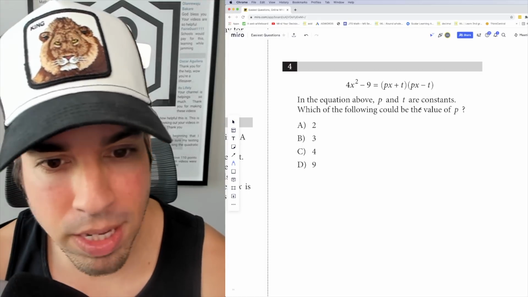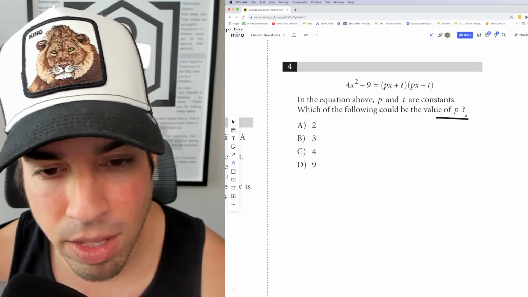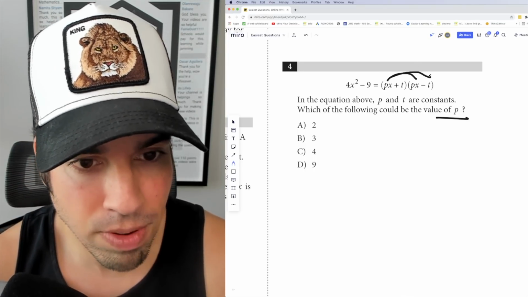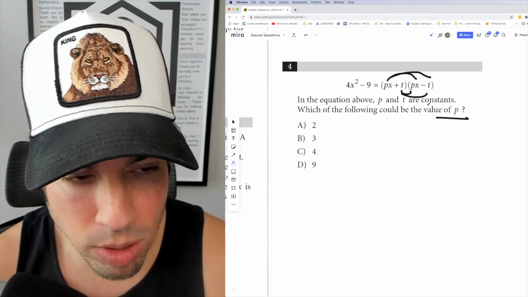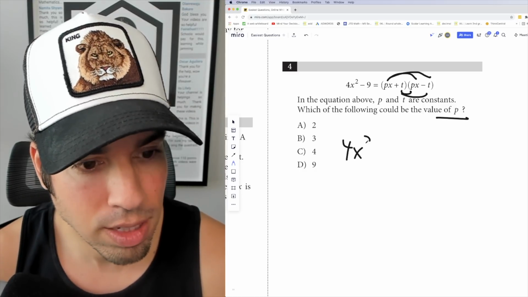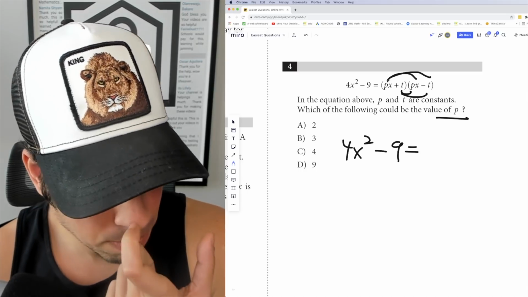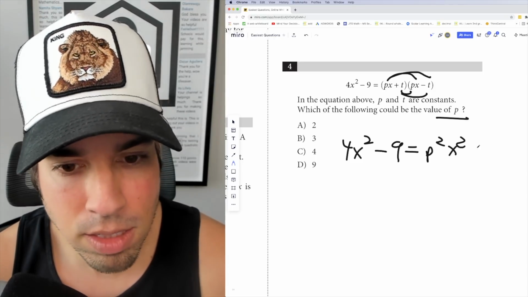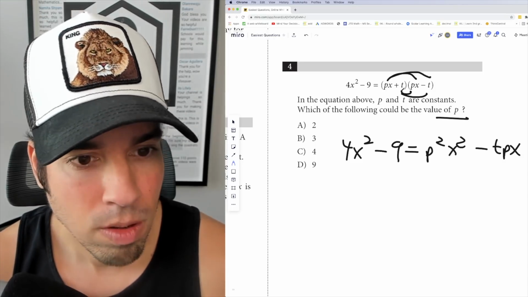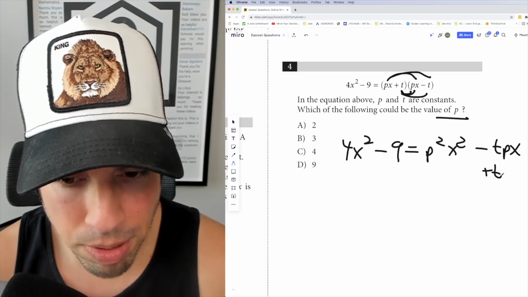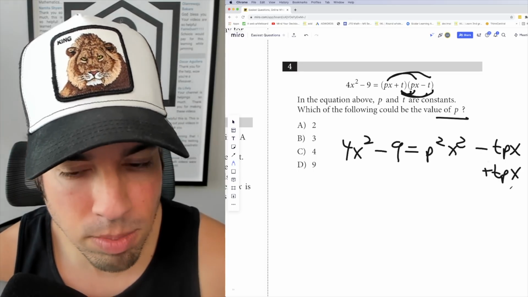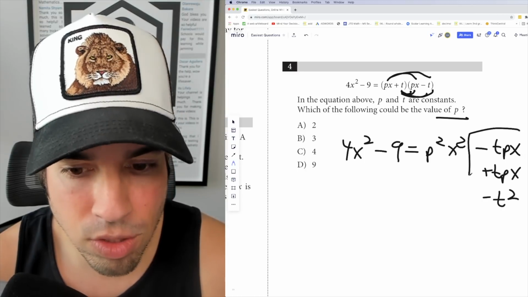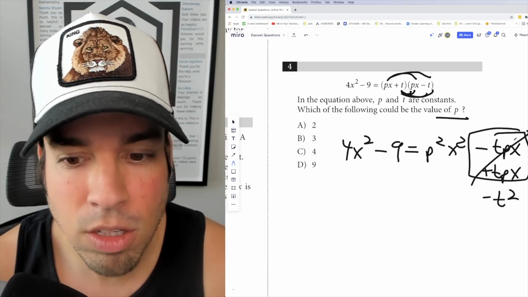In the equation above, p and t are constants. Which of the following could be the value of p? Immediately, I'm just going to FOIL the right side and simplify it. That's the instinct that you want to have when dealing with quadratics. So the left side is still this. And over here, we get px times px, which is p squared x squared, minus tpx plus tpx. And then t times negative t is minus t squared. Now you notice these guys are opposites of each other, which means they're just going to cancel out.